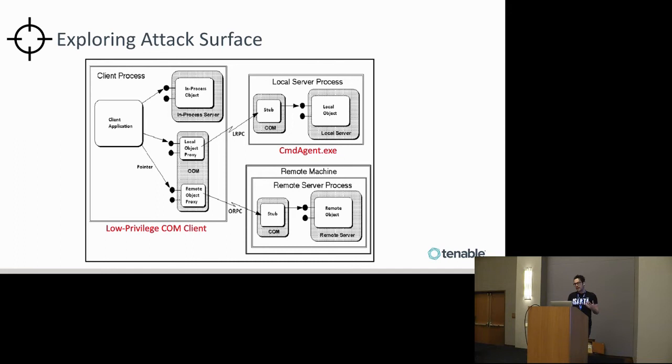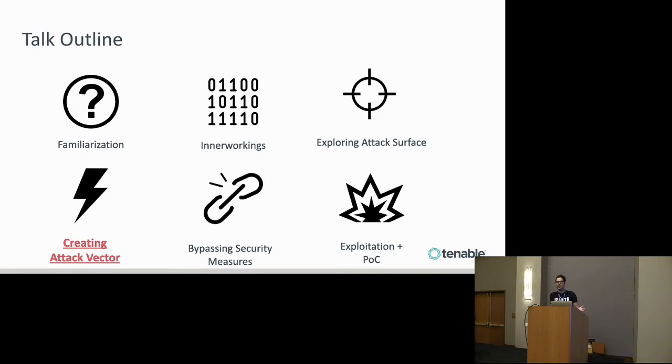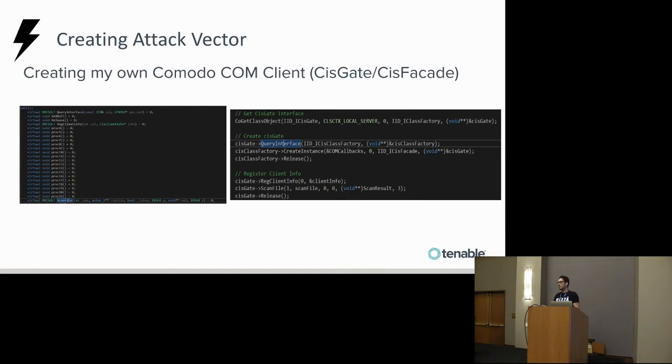So naturally, a lot of the time you see this, they make those precautions and they write them carefully. But we're still going to push through and find mistakes they make. And that gets into, now that we have an attack surface to work off of, we're going to create an attack vector. And for this, I just went ahead and reverse engineered the COM client and wrote my own COM client to mimic what Komodo was actually doing.